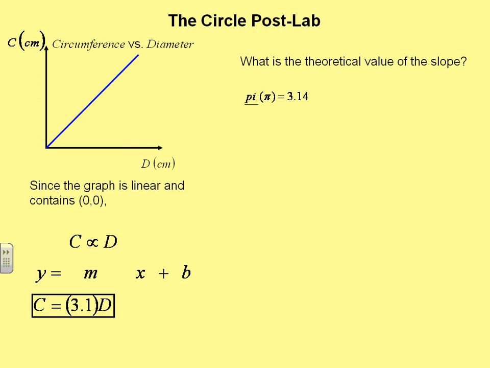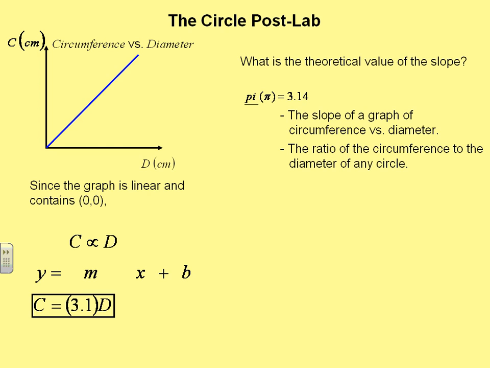So we can define pi now as the slope of a graph of circumference versus diameter. This is where pi comes from. Pi is the ratio of the circumference to the diameter of any circle. It's not just some random number. It's a number found in nature. It's a very powerful number. And it's usually associated with things that are circles or that move in circles or that have circles associated with them. And so we see pi in those situations. And whenever you see pi in an equation, it's usually got something to do with circles.